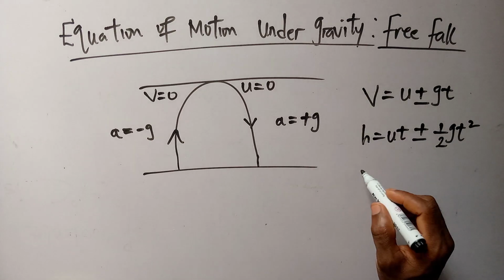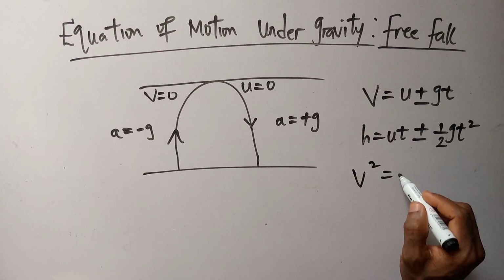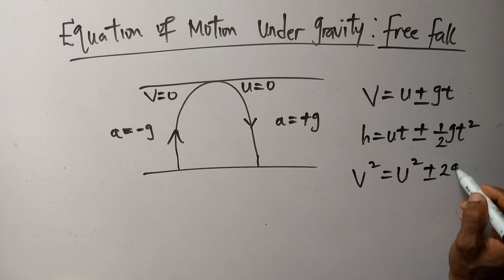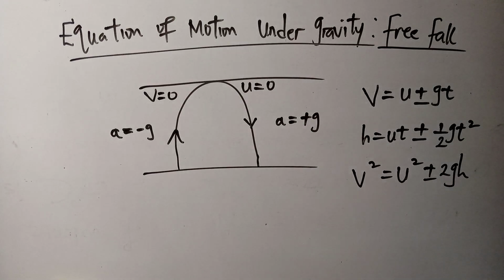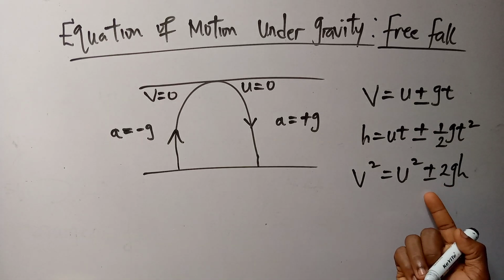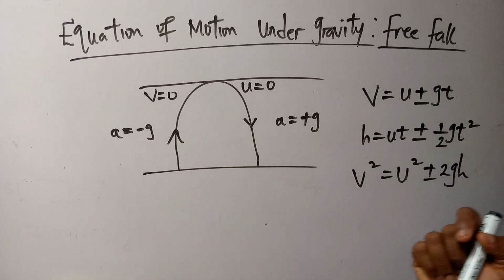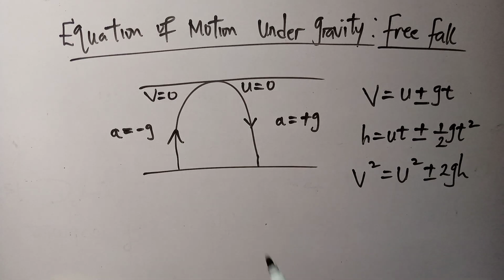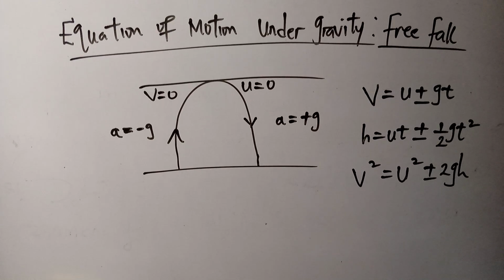The next equation of motion will be v squared equal to u squared plus or minus 2gh. All right, so when the object is going upward, we use a negative sign. When the object is falling down, we use a positive sign. So these are the basic equations of motion you need to know before your exams.